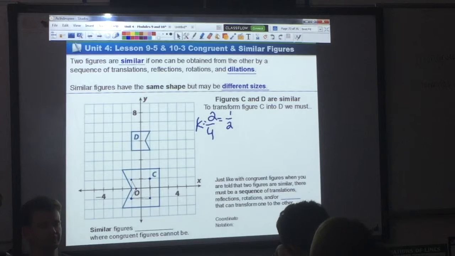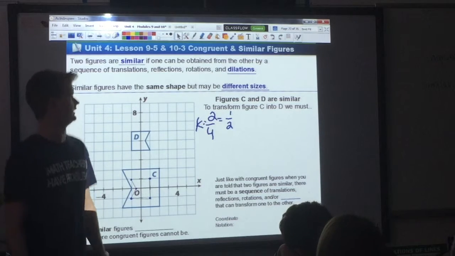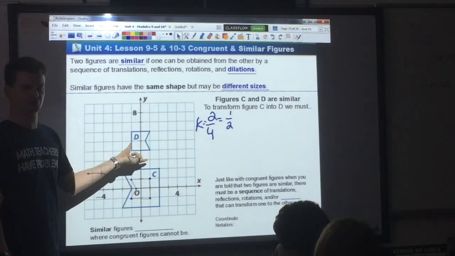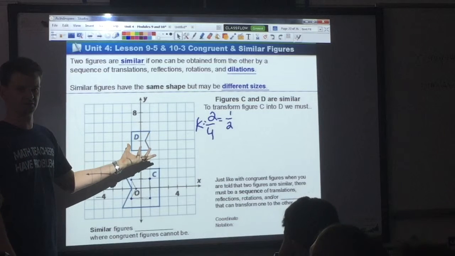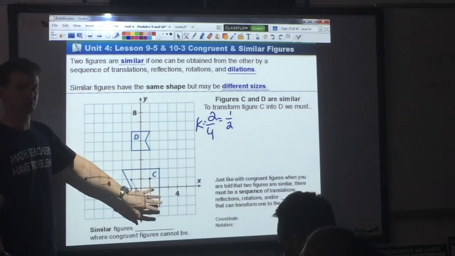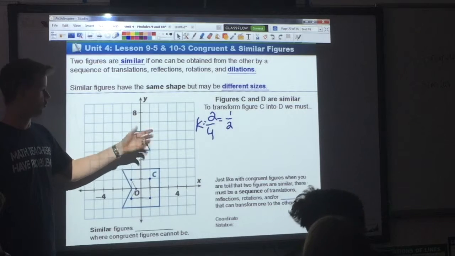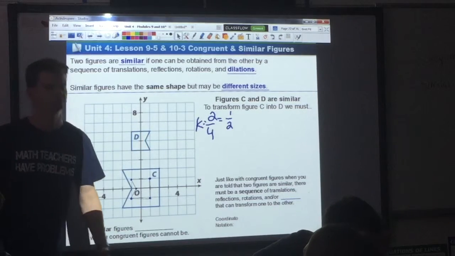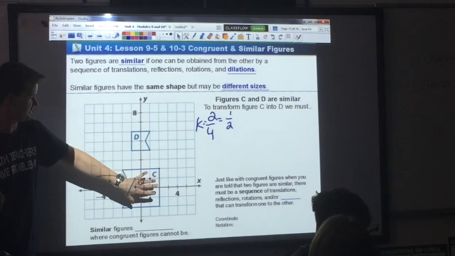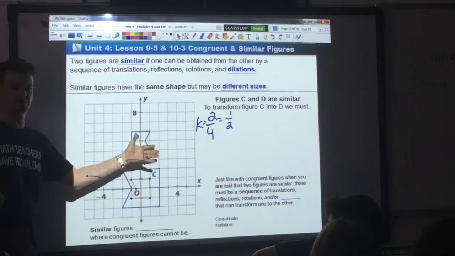How do you know which one is the image and the pre-image? Figure C and D are similar. Transform figure C into figure D. So we're turning C into D. Yeah, it'll tell you. Or it'll say figure C is the pre-image, figure D is the image. Or you'll see your prime notation. There'll be a million different ways for you to tell. This way, we're turning C into D. So this is my pre-image, that's my image.